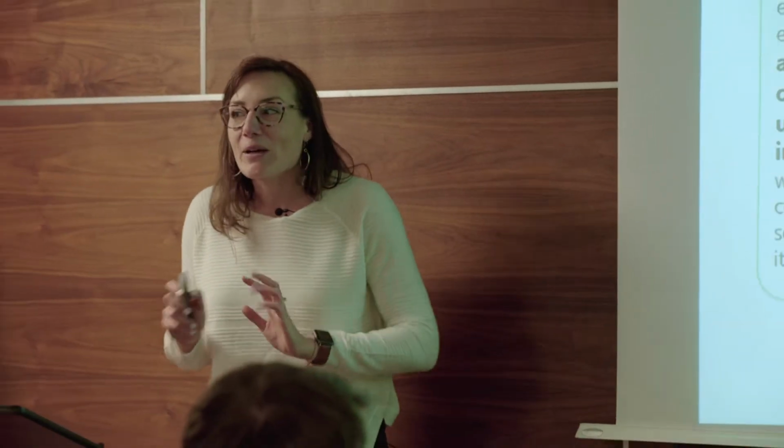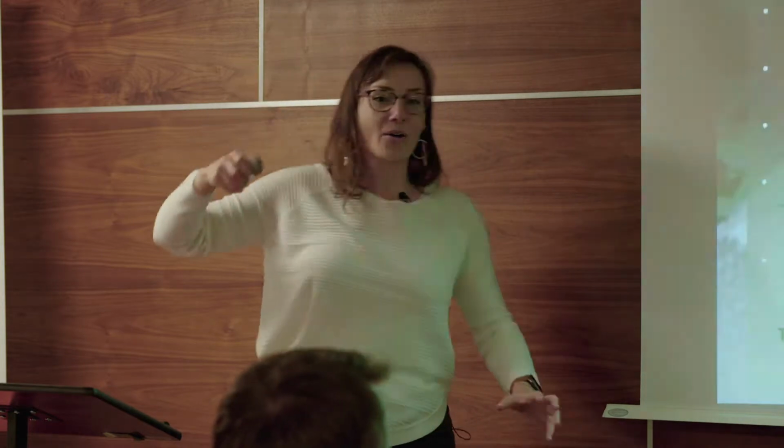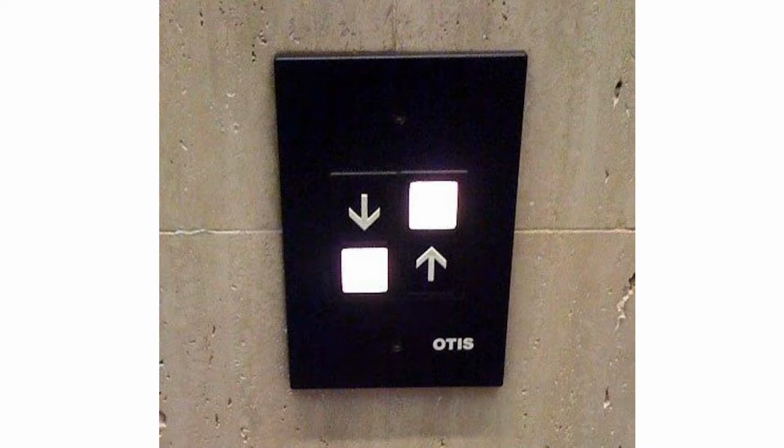Sometimes when I talk about UX, it's easier to talk about the opposite of this. So I like to do other examples. Oh no! I'm gonna use my ninja arm for this. Okay. A watering can that waters itself. Peep toe rain boots, anybody? No? This is my favorite one. How do you go up?